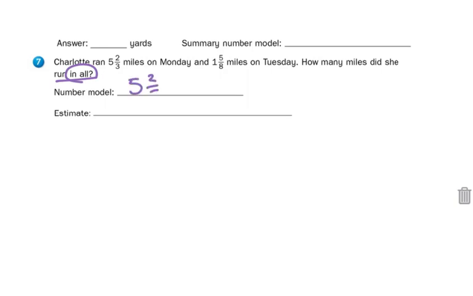5 2/3 plus 1 5/8 equals, and I'll put M for miles. The estimate, 5 2/3, is pretty close to 5 1/2. And 1 5/8 is pretty close to 1 1/2. So I can add halves pretty easily in my head. A half plus a half is a whole. So 5 plus 1 plus another 1 equals 7 miles.